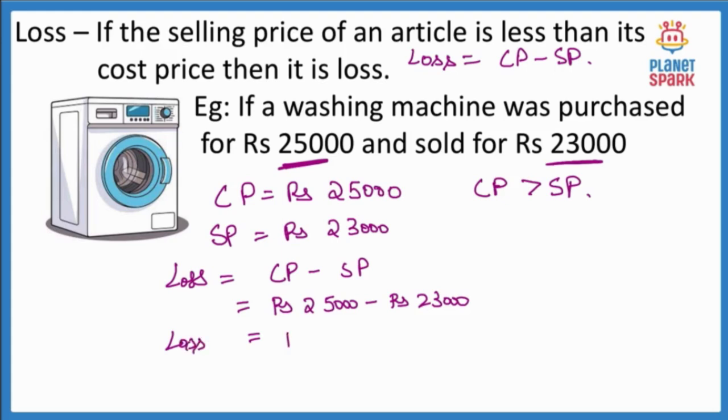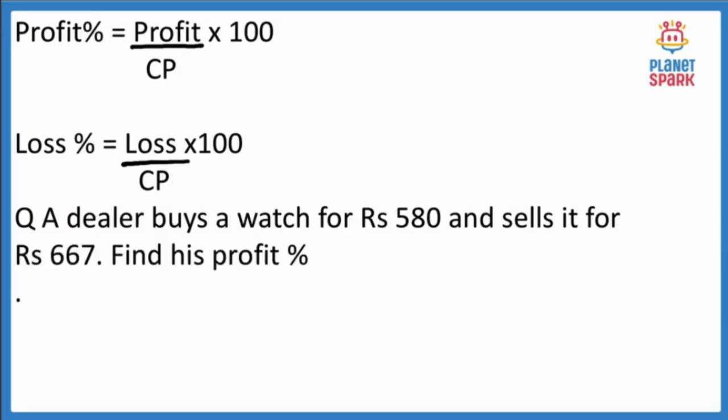Just remember, if in any case selling price is greater than cost price, it is profit. If selling price is less than cost price, it is loss. Further moving on, this was profit and loss in terms of money. Now, if we have to calculate profit and loss in terms of percentage, then the formula for profit percent is profit upon cost price into 100. Remember, every time it is divided by cost price. Similarly, the formula for loss percent will be loss upon CP into 100.